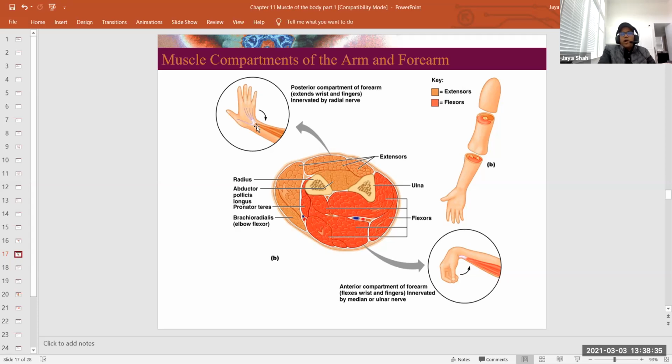That's why whatever joint a muscle crosses, the action is at that joint. So you see, what is the action? When these muscles contract, they pull up. So this posterior compartment of the forearm extends the wrist and fingers, and they are also innervated by the radial nerve. Okay. Whereas the anterior compartment of the forearm flexes the wrist and fingers, because these muscle tendons reach all the way to the fingers, and they are innervated by the median and ulnar nerves.